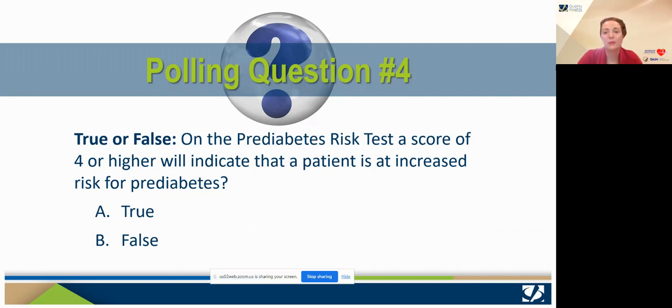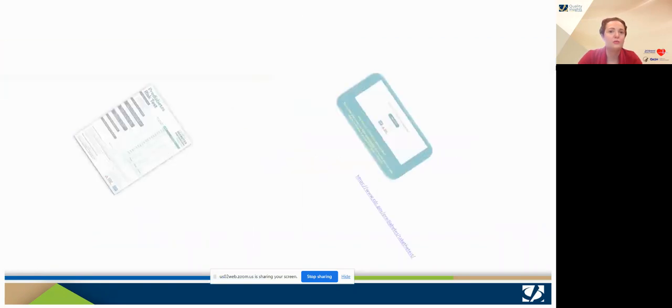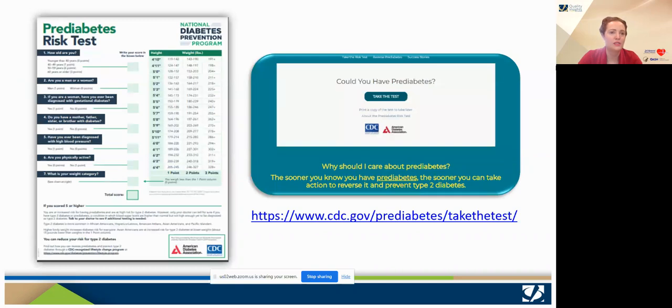So essentially, we were talking about the prediabetes risk test. And here what you will see is that for the prediabetes risk test, you need a score of 5 or higher. And again, as I mentioned, this is a great screening tool. It discusses age, it discusses previous history, etc. And in order to be referred, you want a 5 or higher on the prediabetes risk test.